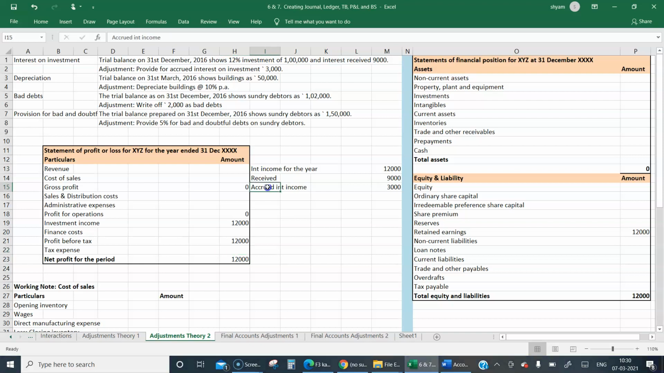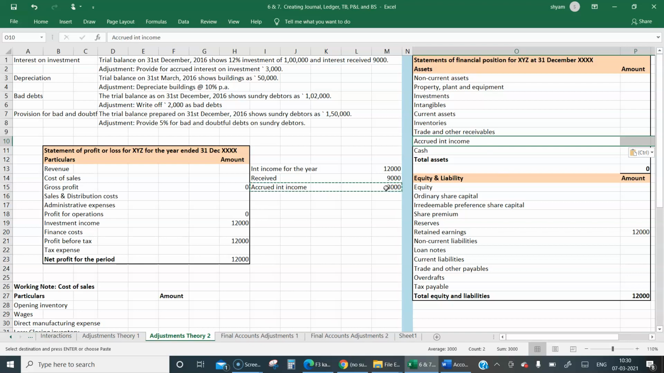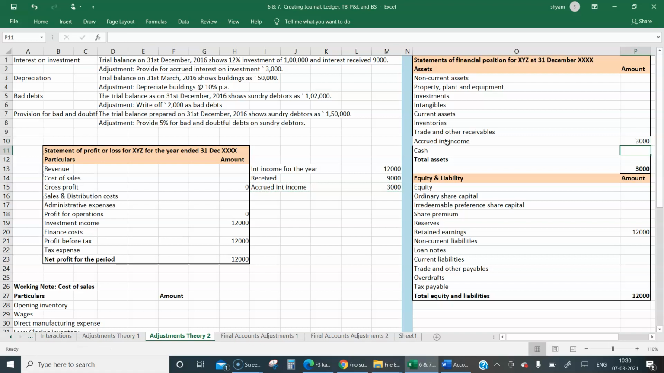And how much of it has not been received till now? That accrued income will go to the SOFP. So accrued income 3,000 will be here. I think interest on investment is also similar to accrued income only. There's nothing new here. So hope you have got the idea. The concept is any income earned in this year should be shown in this year, whether it's received or not. And anything which has not been received, where we are eligible but not received, we have to show on the asset side.